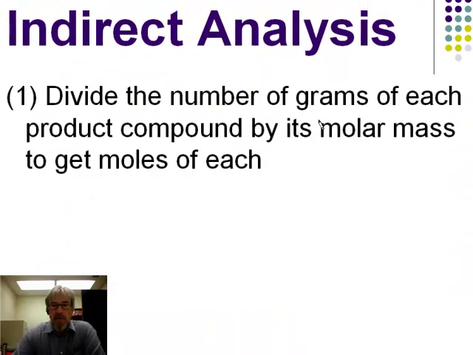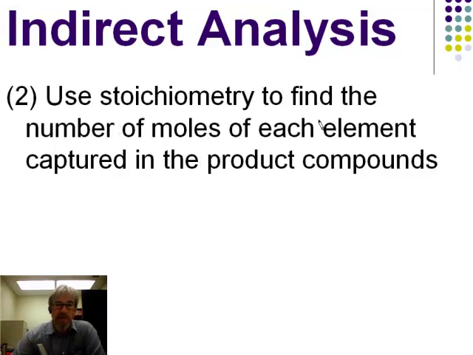So how do you use the information that you gain? Well, the first thing you want to do is divide the number of grams of each of the product compounds by its molar mass, and that'll give you moles of that product compound. Like carbon dioxide, for example, divided by carbon dioxide's molar mass, you know how many moles of carbon dioxide you have. Second thing you do is use composition stoichiometry to find the number of moles of each element that was captured in the product compound.